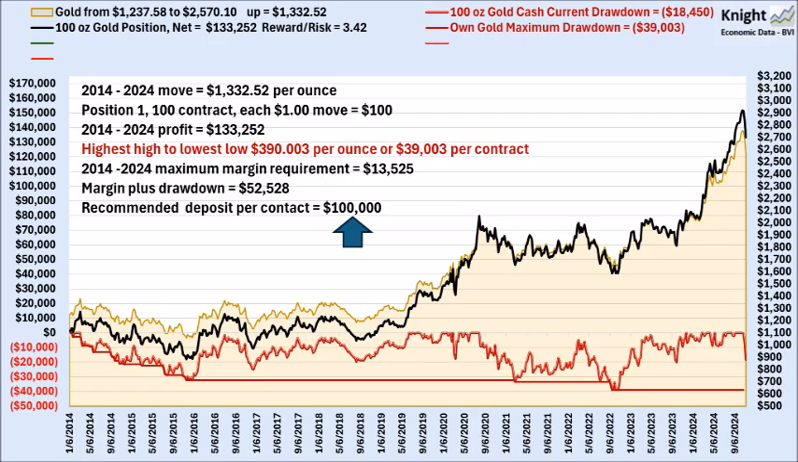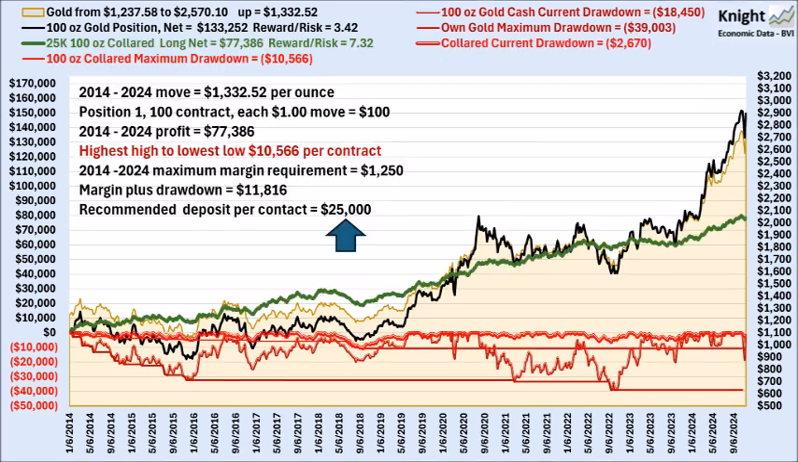I have clients that trade gold and other markets long-term both ways. It's your call on what you think works best for you. In this example, allocating $100,000 per 100-ounce contract, being prepared for at least $39,000 in risk, to make $133,252 per contract, or for every dollar at risk, expecting to make $3.42, or allocating $25,000 with anticipated risk of at least $10,566 to make $77,386 per contract, or for every dollar at risk, expecting to make $7.32.